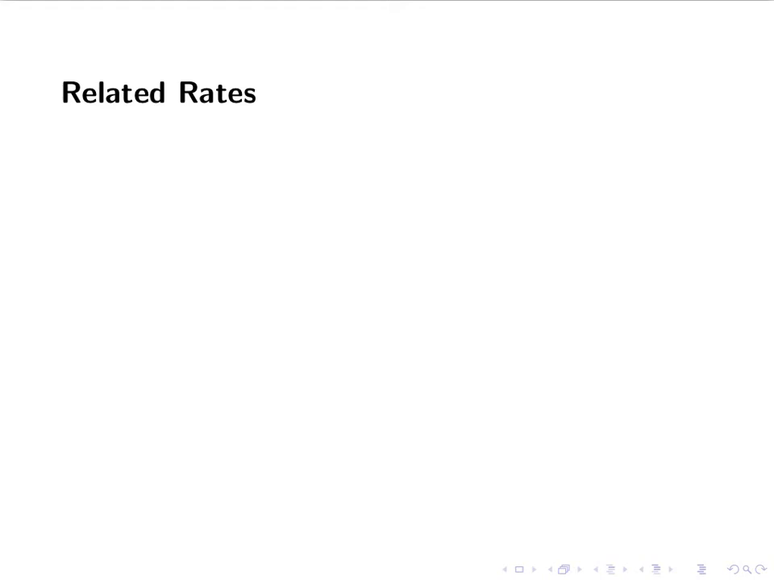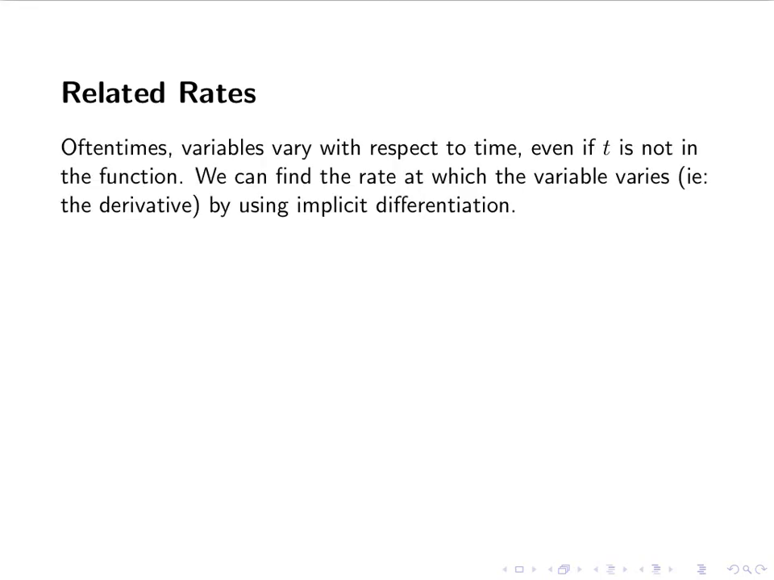Hello everyone. Today we're going to look at related rates. Oftentimes variables will vary with respect to time, even if t is not in the function. We can find the rate at which the variable varies, which is also known as the derivative, by using implicit differentiation.